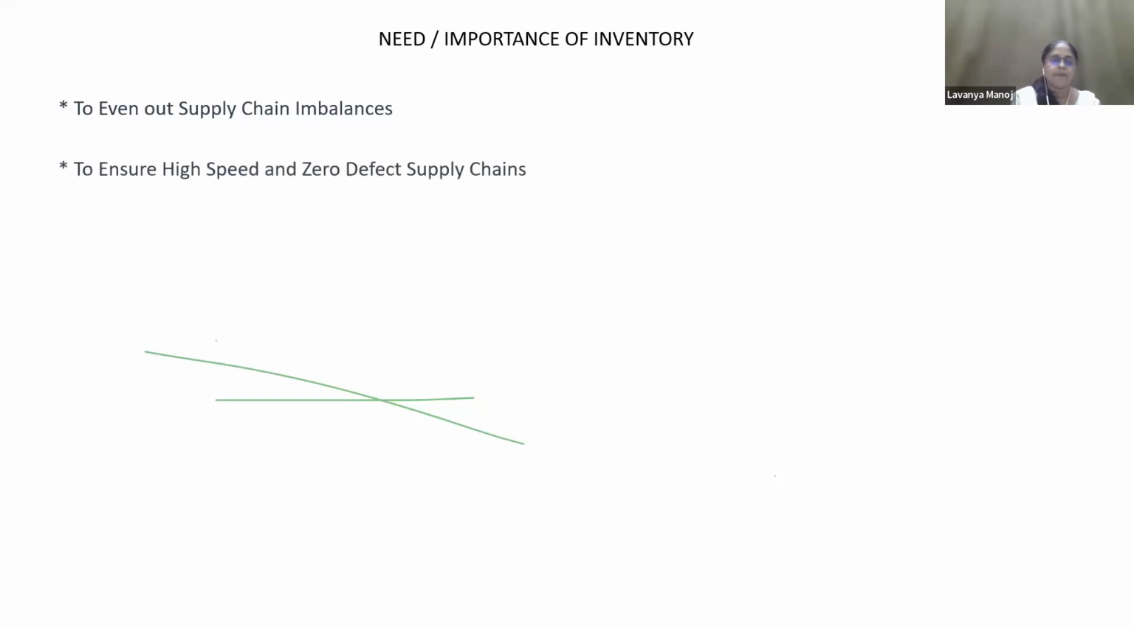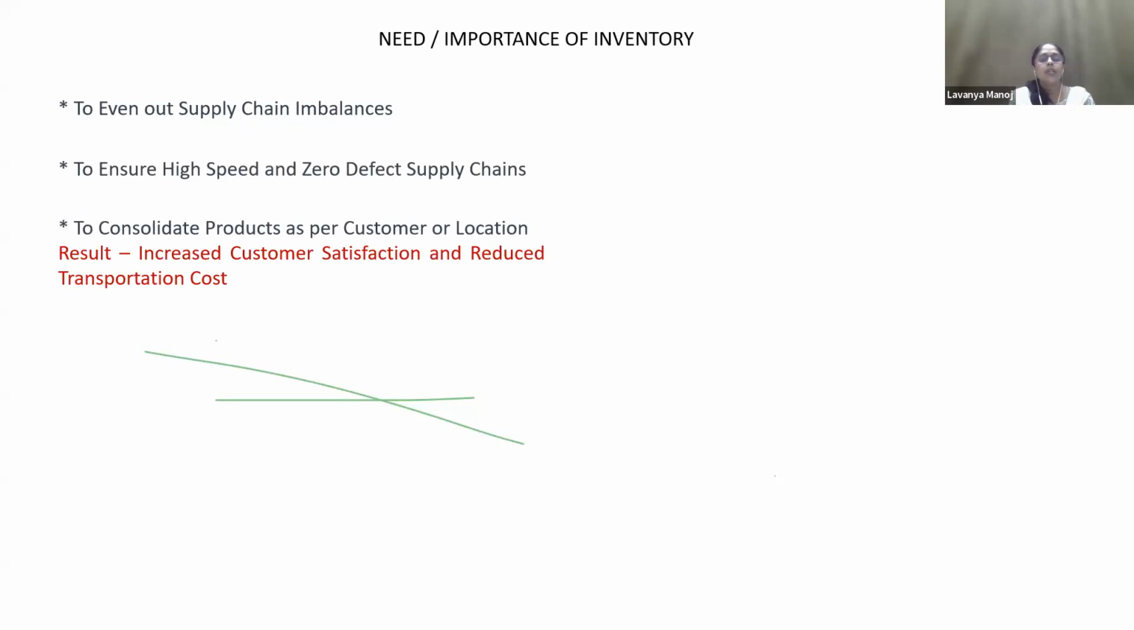To ensure high speed and zero defect supply chains, to consolidate products as per customer or location. Sometimes on the factory floor, the consolidation process cannot be done. What is consolidation? That is arranging or combining small units into one complete package, one big package, so that it can be transported easily or handled easily. Do you understand? Yes, consolidation.